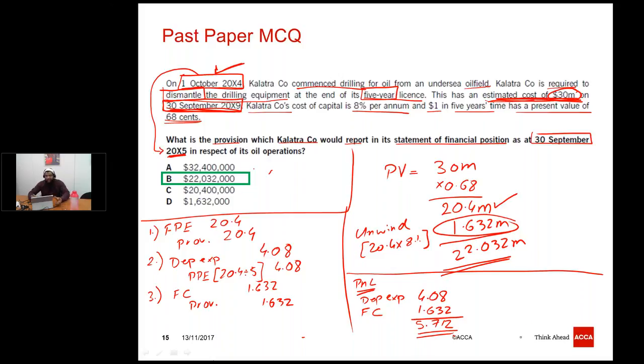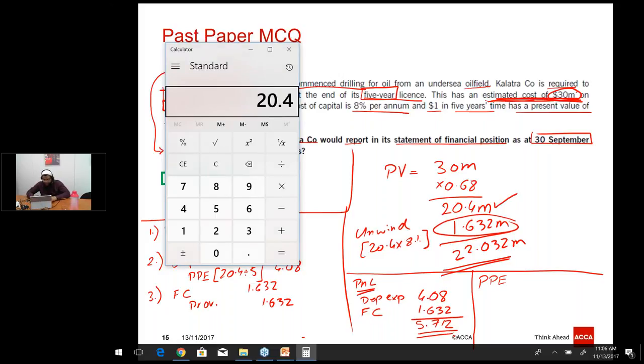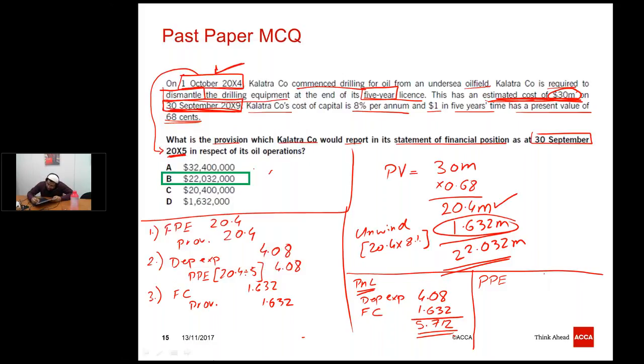So actually the objective is not to only solve the past paper question, but to see what else the question can ask. This is the past paper question, but apart from this, what else can the question ask? The question can ask you the total expense in P&L. The question can ask you to write down the value of the property, plant, equipment in the balance sheet. So the value in the balance sheet is going to be 20.4 minus the depreciation of 4.08. So the asset will be recorded at 16.32. This is the value of the asset.